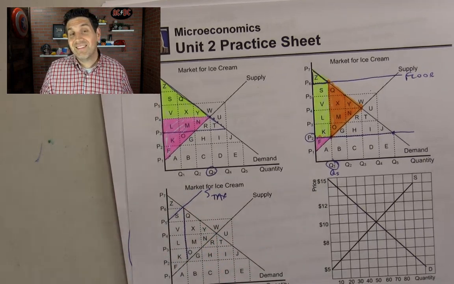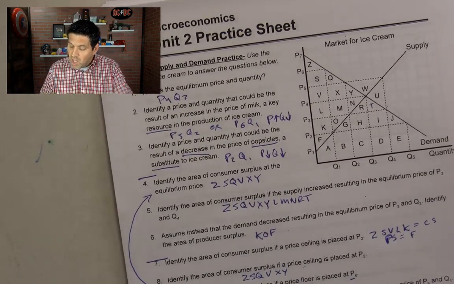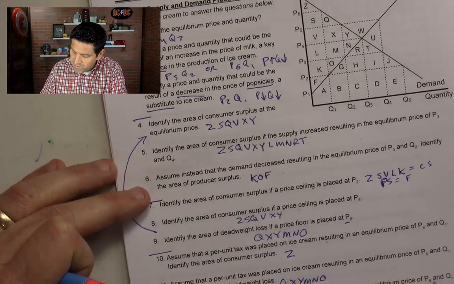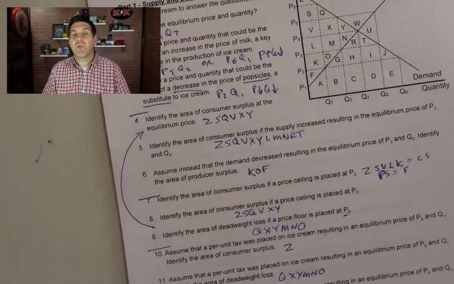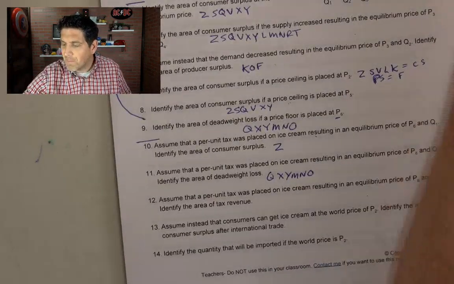Now, the thing that's different, this is the part that's different, is this next part. So if you're thinking, oh, that's pretty easy, yeah, it's easy, but it starts getting tricky. Assume there's a per unit tax placed on ice cream resulting in P6, Q1, so same thing over again. Identify the area of tax revenue. Ooh, that's exciting. So tax revenue, where is the box of tax revenue?